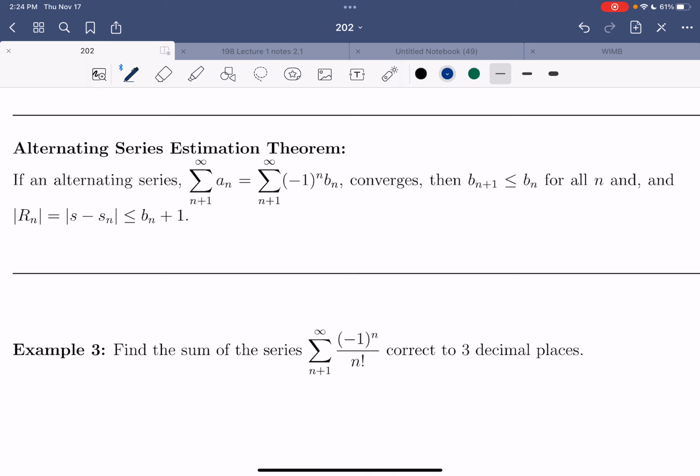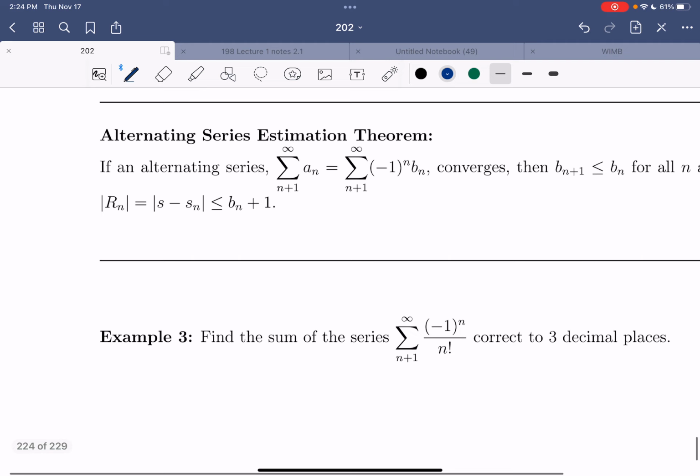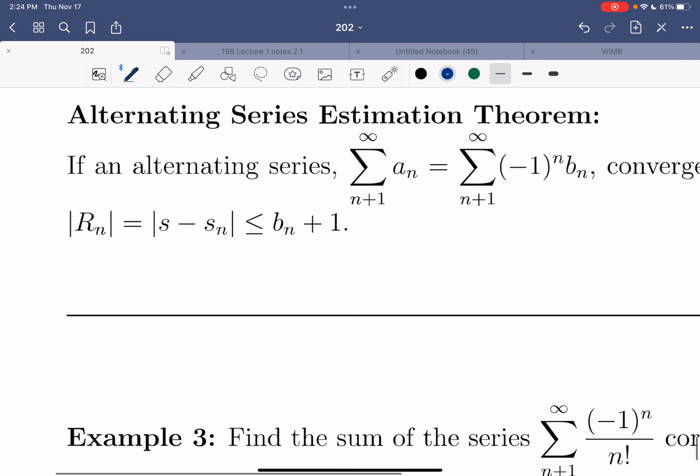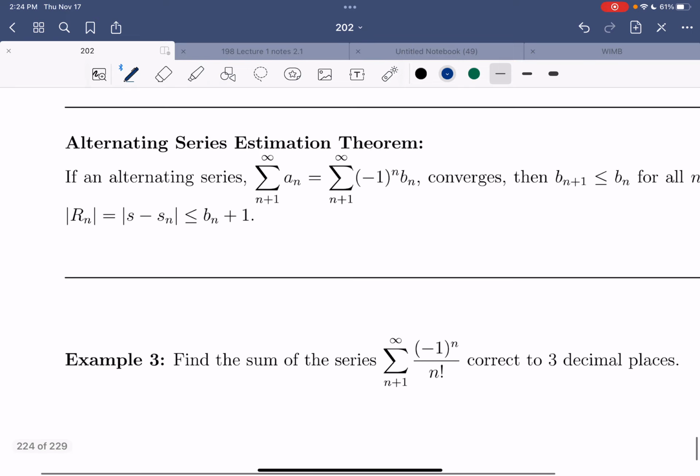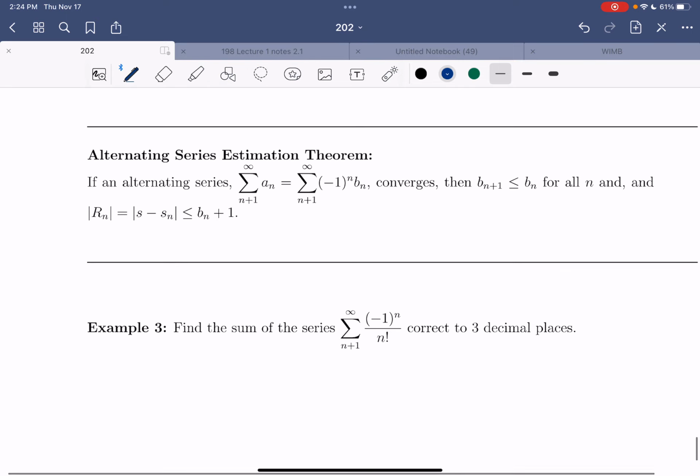So if your alternating series converges, right? So let's say we've already proved that it converges. Then what we know is that your terms are decreasing, right? Bn plus 1 is less than or equal to Bn for all n. And we know that the residual for that n value, which is equal to the true sum minus the partial sum, is less than or equal to Bn plus 1. Okay, so what is it that we can do with this information?